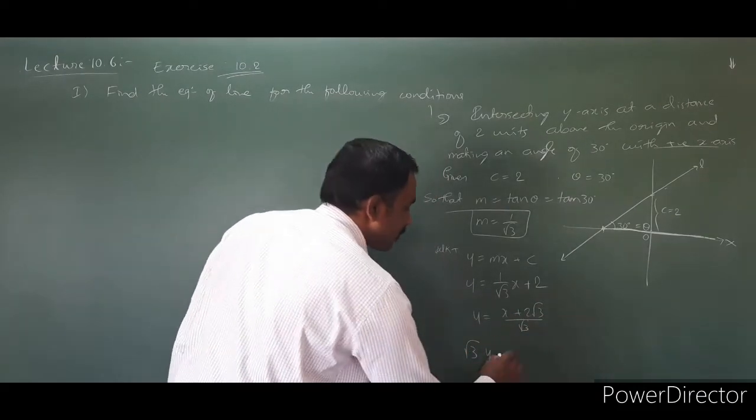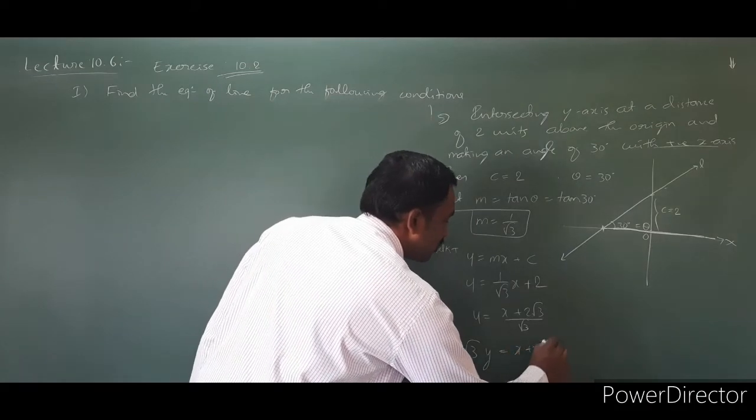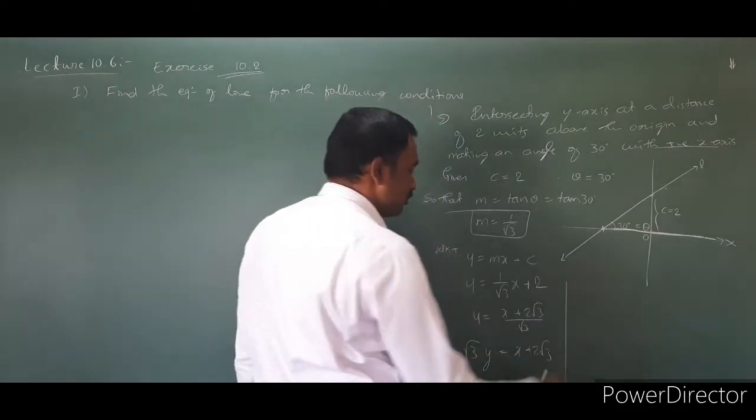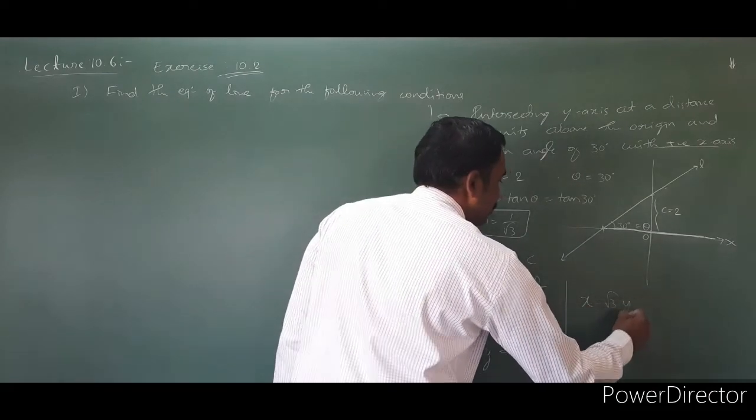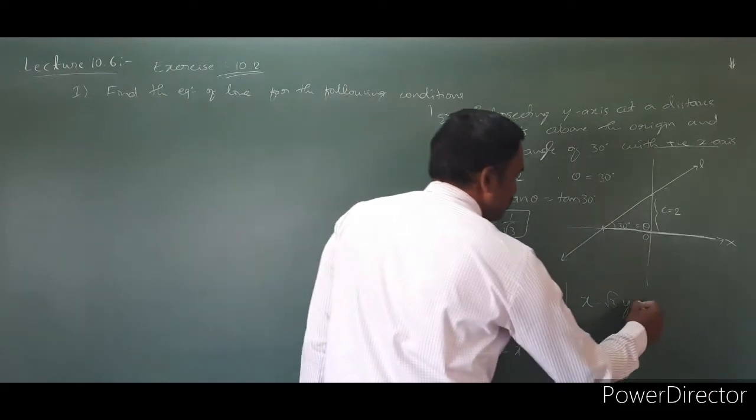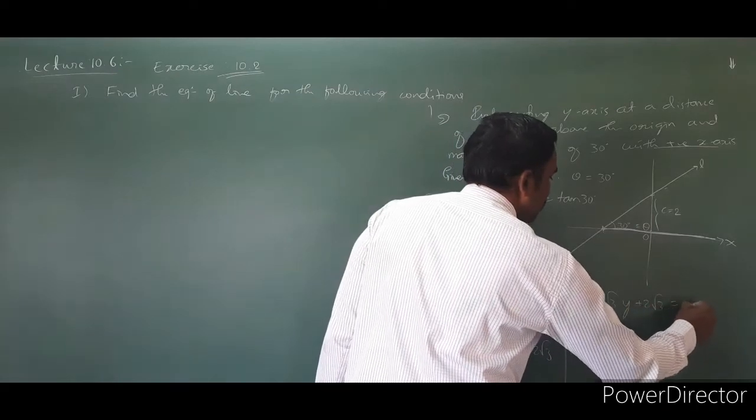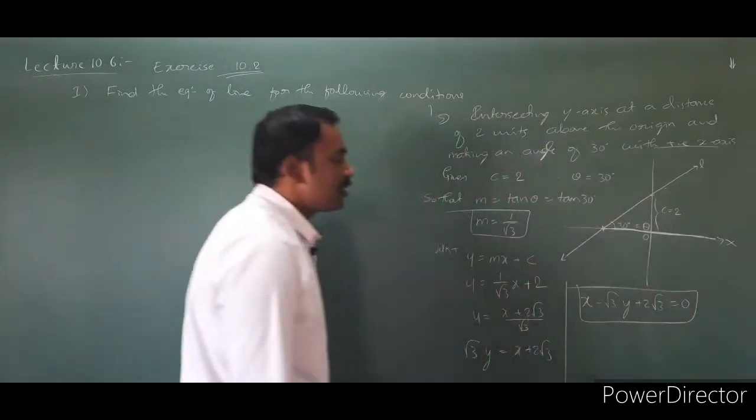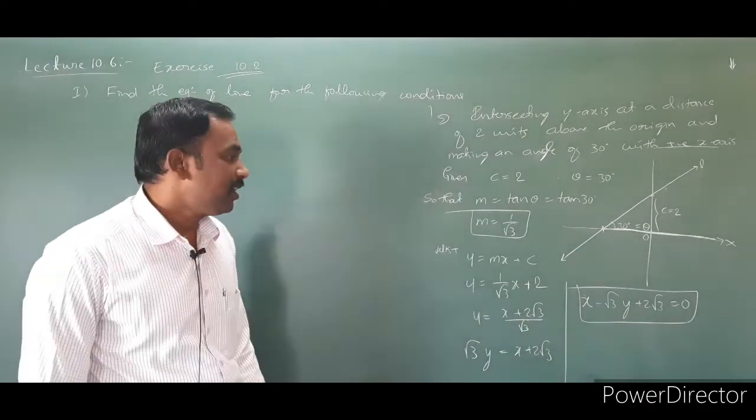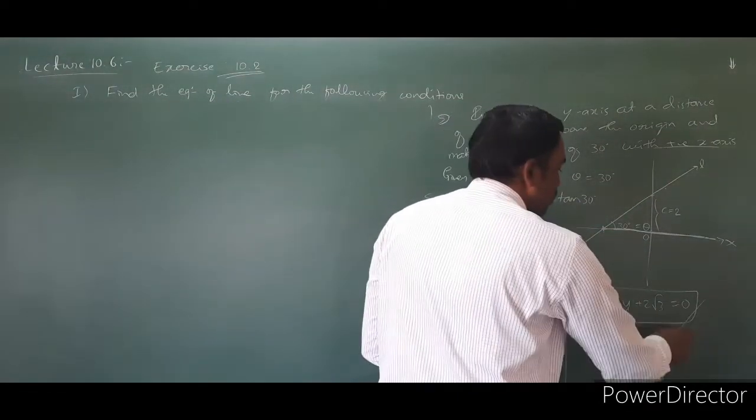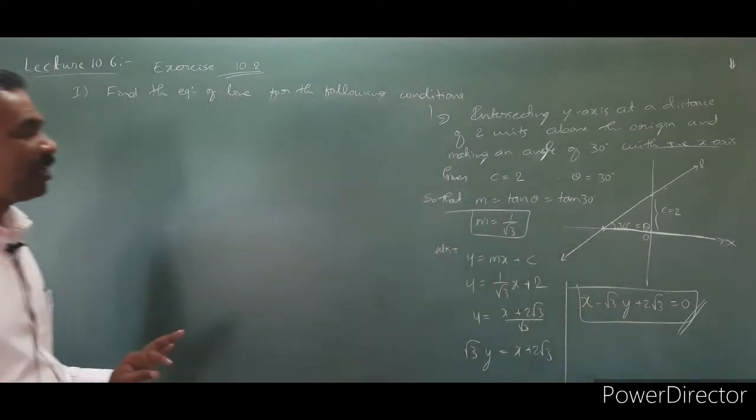Root 3 is shifted into left hand side. Root 3 into y is equal to x plus 2 root 3. Shift all terms into right hand side: x minus root 3 into y plus 2 into root 3 is equal to 0. This is the required equation of the line. Is that clear? Very simple thing.